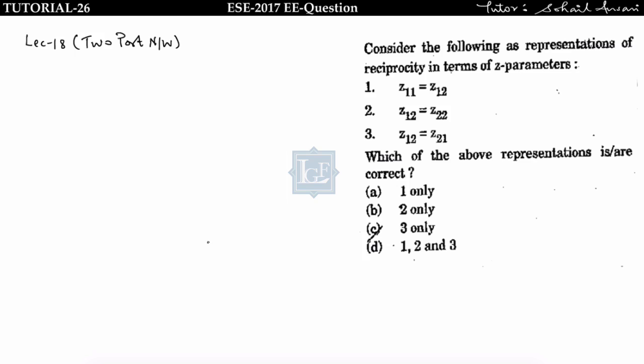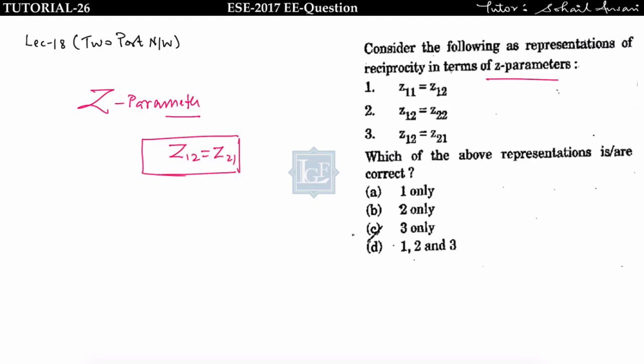Consider the following as representation of reciprocity in terms of Z parameter. So in Z parameter, this is also discussed in lecture number 18. Reciprocity you will get when Z12 is equal to Z21. This is the condition for reciprocity. So option 3.